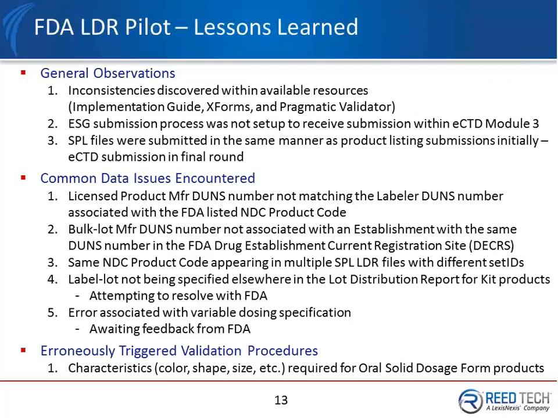This is our biggest issue, number four: label lot not being specified elsewhere in the lot distribution report for kit products. This is something that continues to be open to this day, where certain kit product types are receiving this validation error. However, there's not clear information within the implementation guide and validation procedures on how to handle it. This was unable to be resolved during the pilot, and some of the companies we worked with have applicable products, so it's a very important issue. However, we have been in contact with the FDA independent of the pilot, have had some discussions with them, and have been troubleshooting this issue, so we hope to have a resolution in place soon.